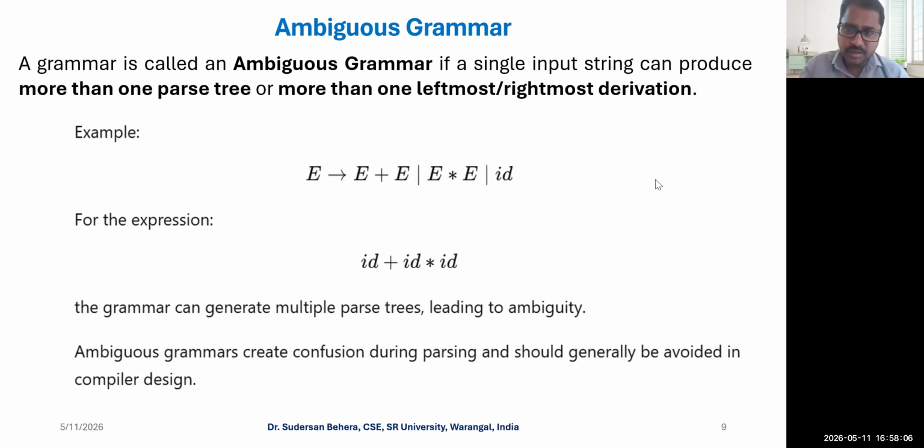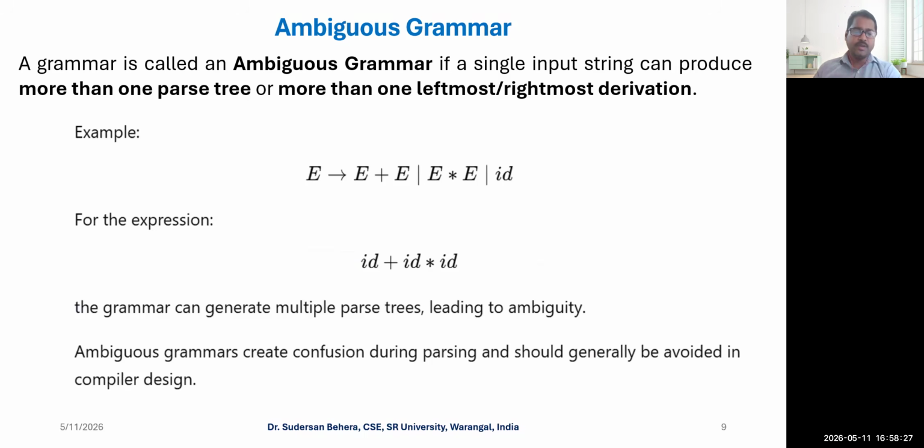I am giving you the clear-cut definition. Any grammar which produces more than one leftmost derivation or more than one rightmost derivation for a particular string is called an ambiguous grammar for that string.